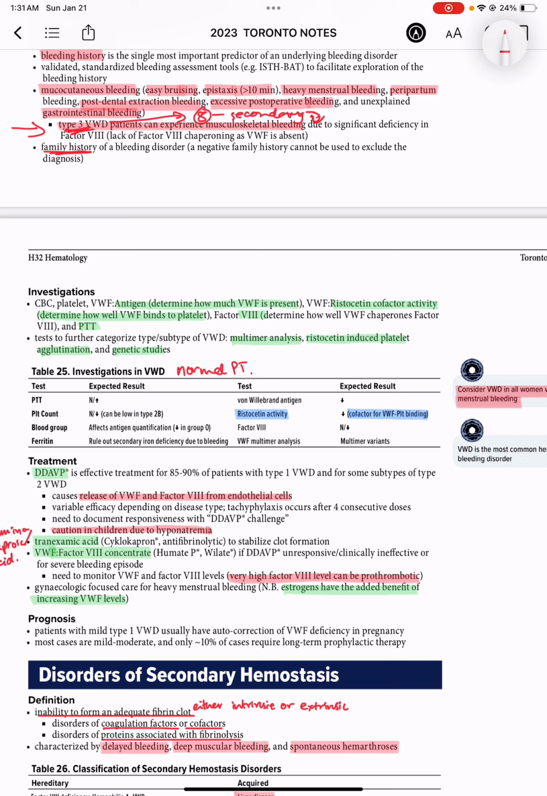There are some further tests which categorize the subtype and type of von Willebrand disease. For that, we'll go for multimer analysis, ristocetin-induced platelet agglutination, and genetic studies.